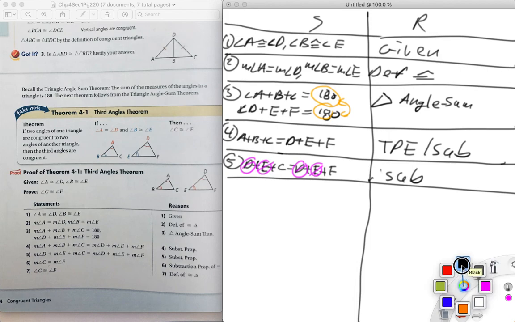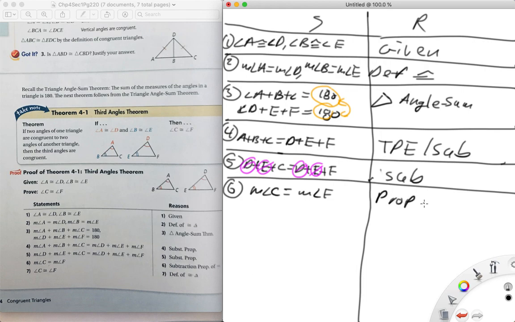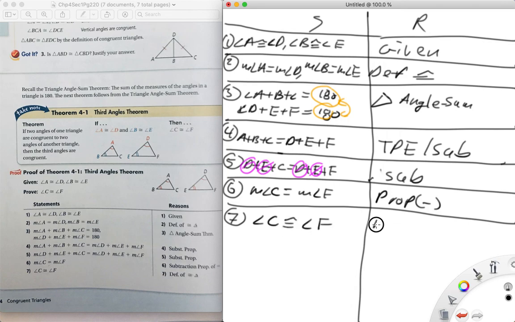And in my next step, I can say that the measure of angle C, I've been waiting to write that for a minute, is equal to the measure of angle F. Subtraction property of equality. And then if they're equal, then they're congruent. Definition of congruency.